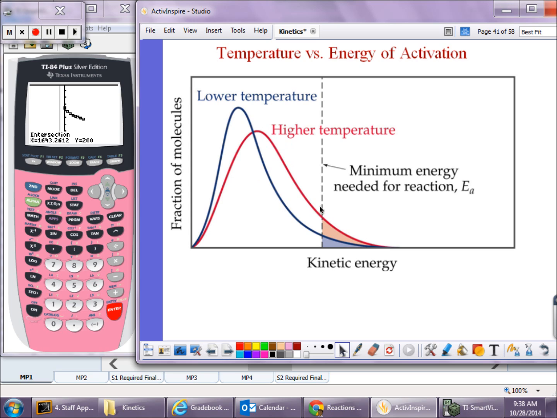At a higher temperature, you have a curve that is more flat. At the lower temperature, this is the amount of particles that will have enough energy for the reaction to take place. But when you go to a higher temperature, not only do you have those blue, you also have all of this. You have more particles that have enough energy for the reaction to take place. When you see E subscript A, it is activation energy.